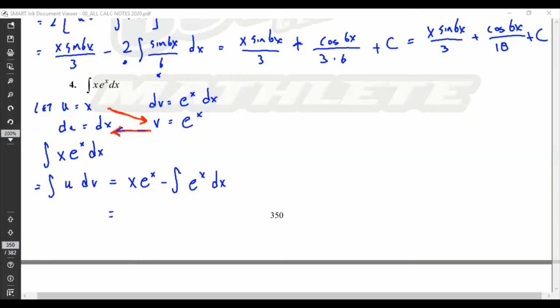This ends up being really quite nice, this one. x times e to the x minus e to the x plus c.